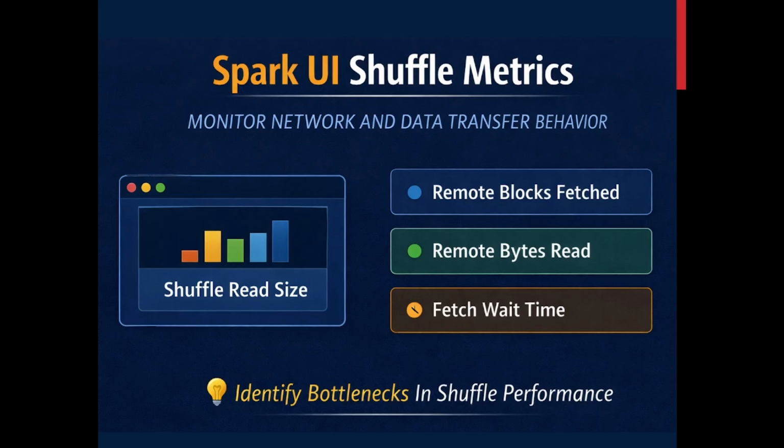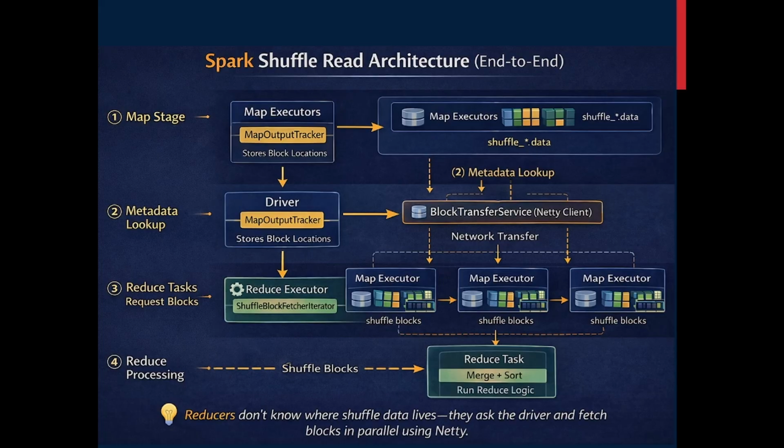Here's the entire flow in simple words. First, the reducer contacts the driver. The driver uses the Map Output Tracker to find where data exists. Then the reducer connects to executors. Data is transferred over the network using Netty. Blocks are fetched, merged, and finally computed. Simple on the surface, but internally, a lot is happening.